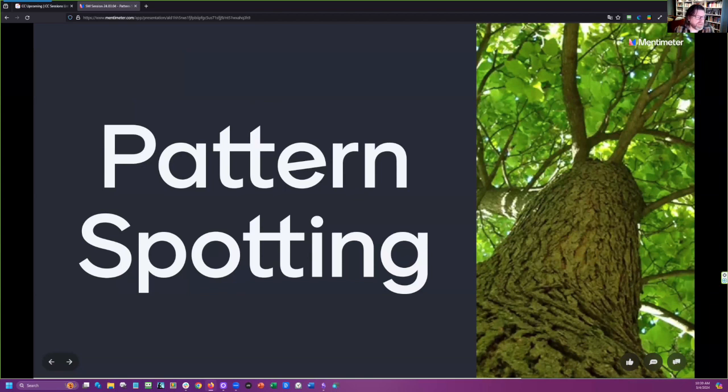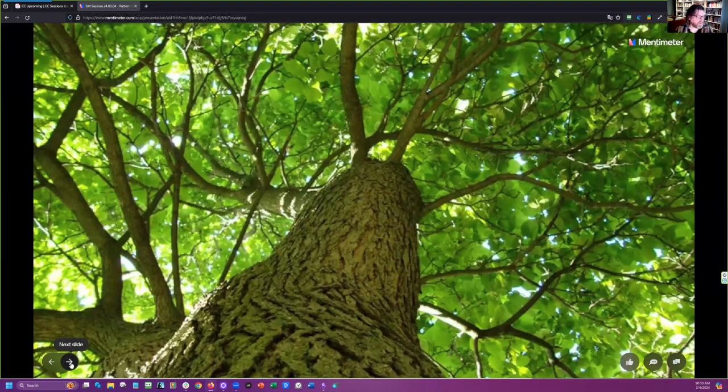Pattern spotting, you'll see on the right there, a tree. The next image is a more full image of that. Pattern spotting has several different elements to it, but before we get into it, I just want you to take a second and gaze upon this image and let it sort of soak into your neocortex. Just take a second.